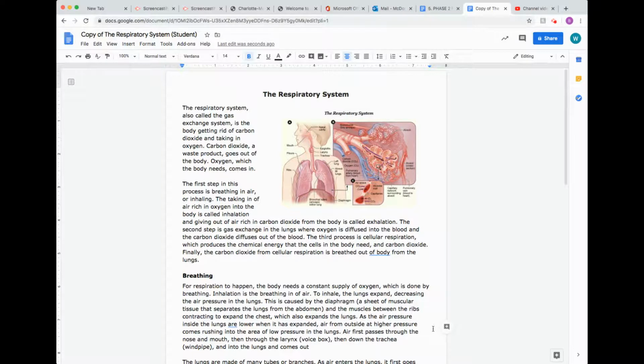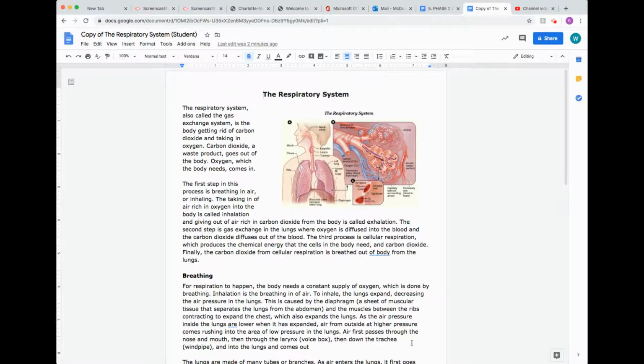The taking in of air rich in oxygen into the body is called inhalation, and giving out air rich in carbon dioxide from the body is called exhalation. The second step is gas exchange in the lungs, where oxygen is diffused into the blood and the carbon dioxide diffuses out of the blood. The third process is cellular respiration, which produces the chemical energy that the cells in the body need, and carbon dioxide. Finally, the carbon dioxide from cellular respiration is breathed out of the body from the lungs.